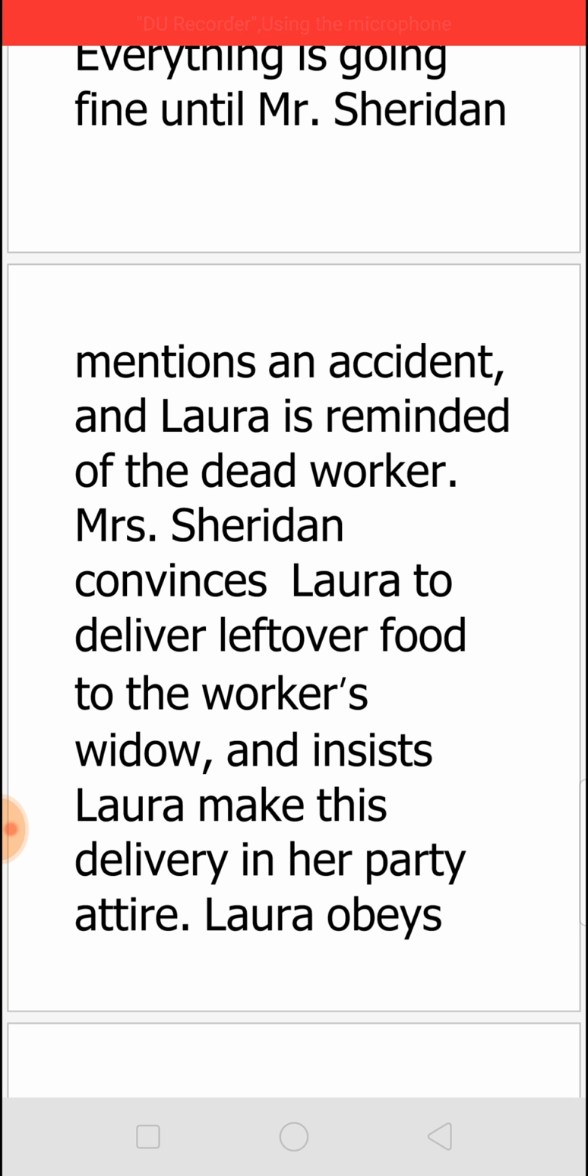Second thing is, she tells her, you go and give the food to the widow there, and don't look at the dead body.